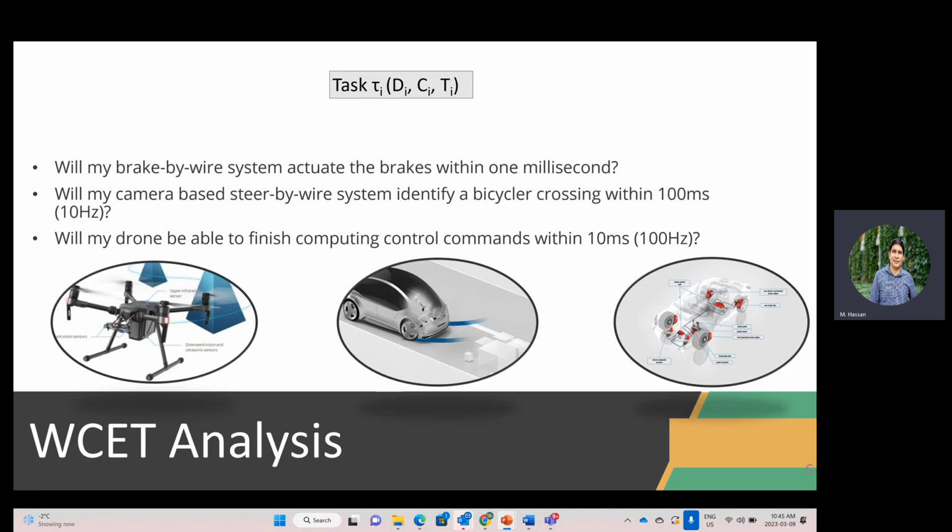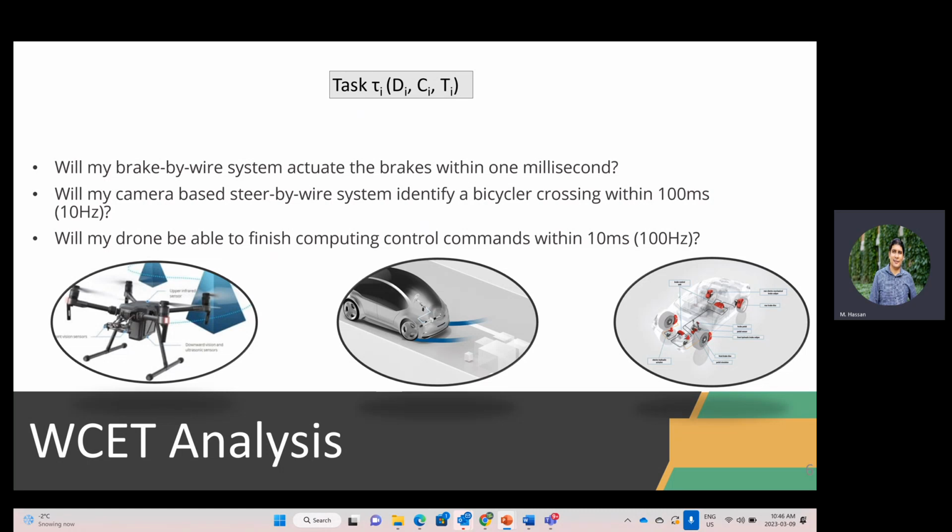But then in a drone, for example: will my drone be able to finish computing control commands? For example, I'm sending a remote command that I need to change direction, or go down, go up, or whatever control command you are sending to your drone, something similar to what you have been sending through the terminal to our car. Will the drone be able to respond and act upon that command within, for example, 10 milliseconds? Here it is 100 hertz. Assume that your feedback loop is 100 hertz, right? So all of these are different examples of how important it is to guarantee deadlines in different systems.